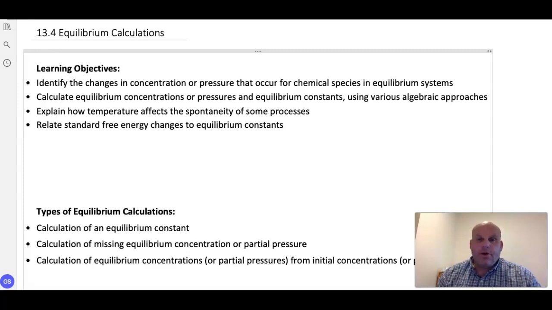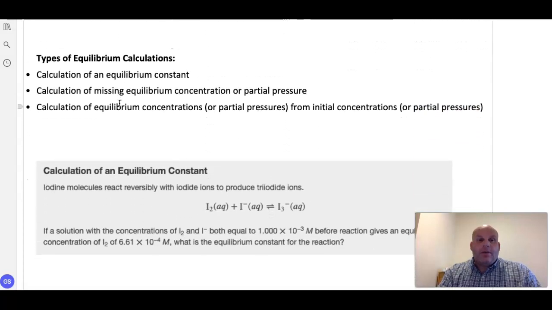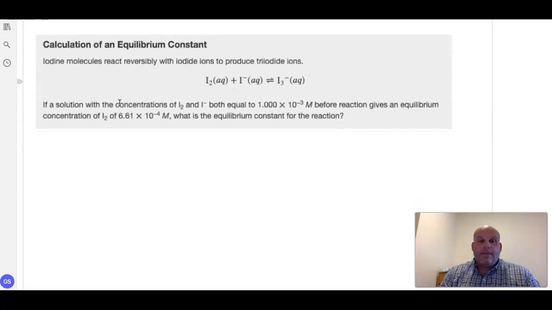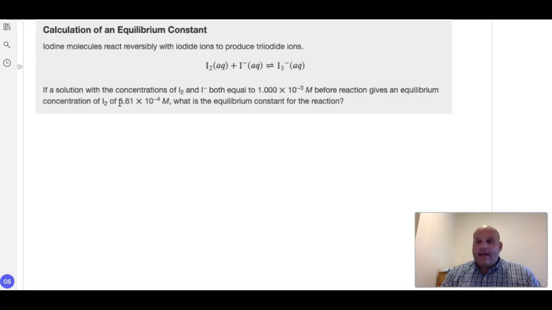All right, in this last section, we're going to expand a little bit on our calculations using equilibrium constants. There's basically three types of equilibrium calculations we're going to look at. I'm going to do an example problem of each, but those are calculation of an equilibrium constant, calculation of missing equilibrium concentrations or partial pressures, and then finally calculations of those concentrations or pressures from initial. I think the best way to talk about each of these is to actually look at an example.